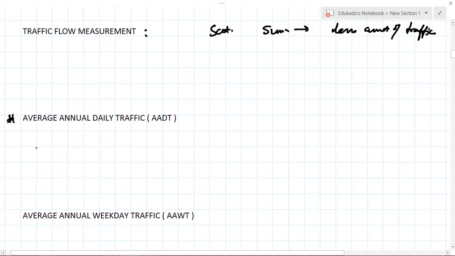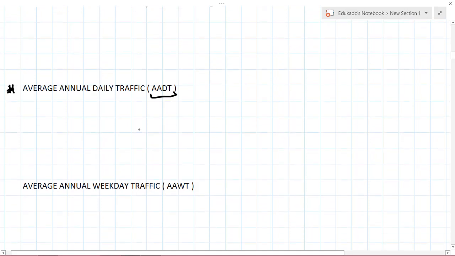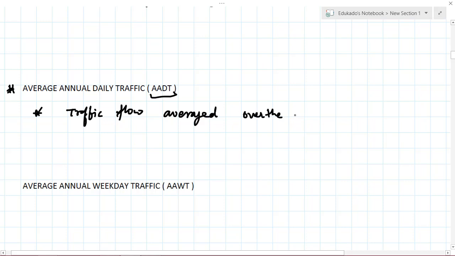The first type is known as average annual daily traffic. I can abbreviate it as AADT. If I want to write about it, it is the traffic flow averaged over the year, that is 365 days. Yes, the year consists of 365 days.